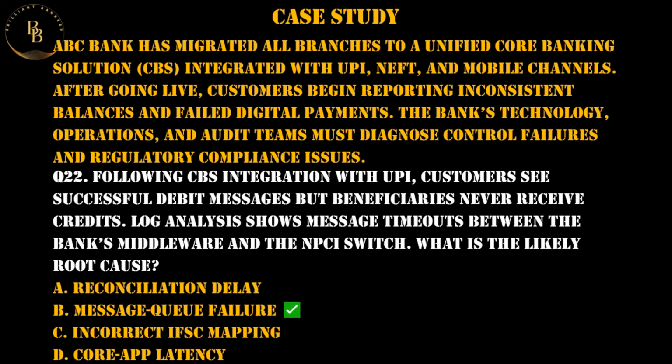A message queue failure between the middleware and the UPI switch breaks the end-to-end transaction chain. So debits happen locally, but the outward confirmation never reaches the NPCI. So robust message queuing with retry and acknowledgement protocols ensure atomicity and prevents the orphan transactions. So when there is a message queue failure, I think you would have understood what happens. That is, a message is sent from the middleware, but it never reaches the other end. So this is message queue failure.